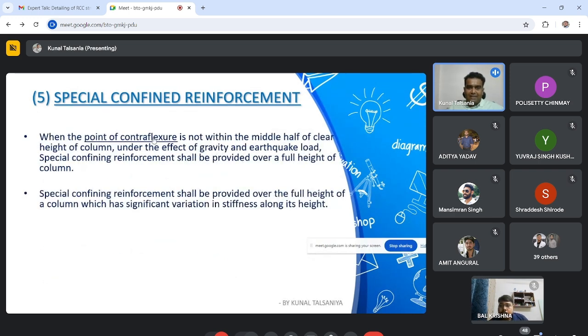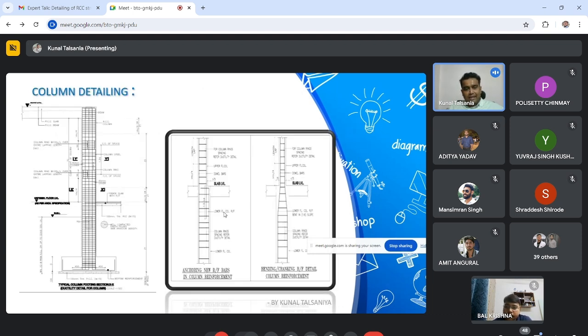Special confined reinforcement. When the point of contraflexure is not within the middle half of the clear height of the column, under the effect of gravity and earthquake load, special confining reinforcement shall be provided over a full height of column. Special confining reinforcement shall be provided over the full height of column which has significant variation in stiffness along its height. Okay, this is the standard photographs how we are detailing the columns.